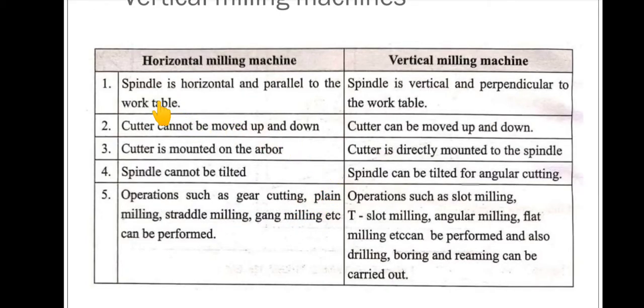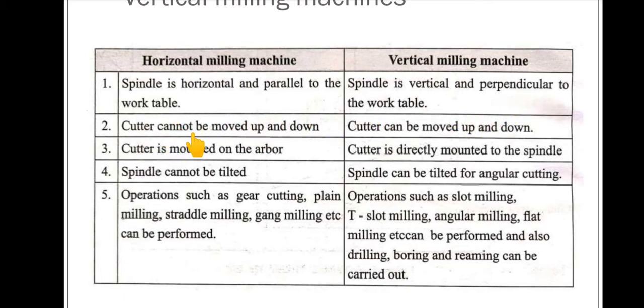So here in the horizontal milling machine, the spindle is horizontal and parallel to the work table. But here, the spindle is vertical and perpendicular to the work table. So this is the first difference.